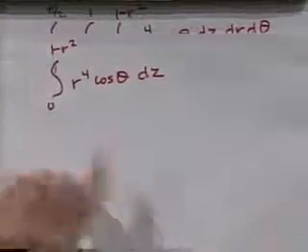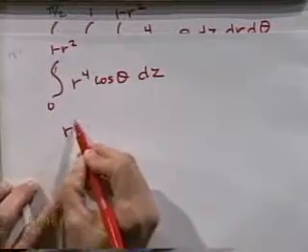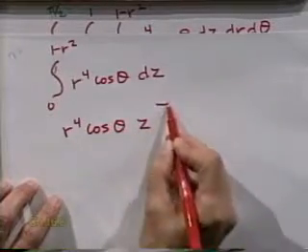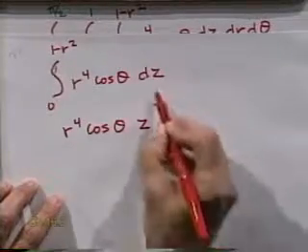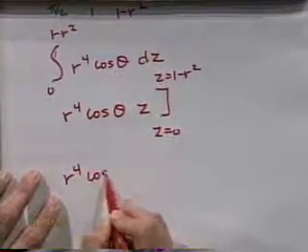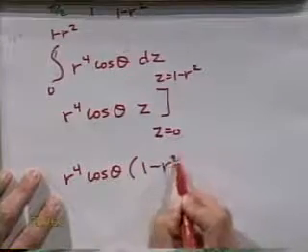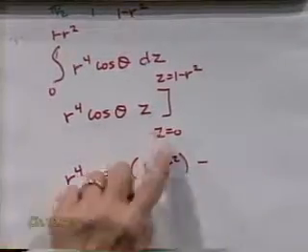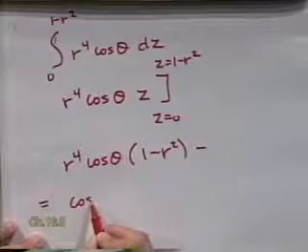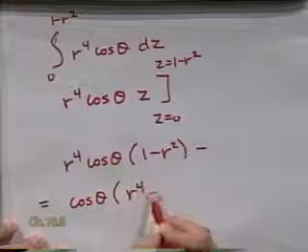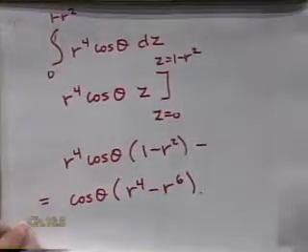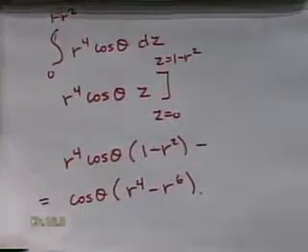And notice r and cosine theta are constants. So this is just going to give me r to the 4th cosine theta times z, and we're going to plug in z equals 0 to z equals 1 minus r squared, which gives me r to the 4th cosine theta times 1 minus r squared, and then we normally would go minus, but if you plug in 0, that's going to drop out. So therefore, this is equal to cosine theta times r to the 4th minus r to the 6th. And that's just my inner integral. Now, unfortunately, we have to do it 2 more times.